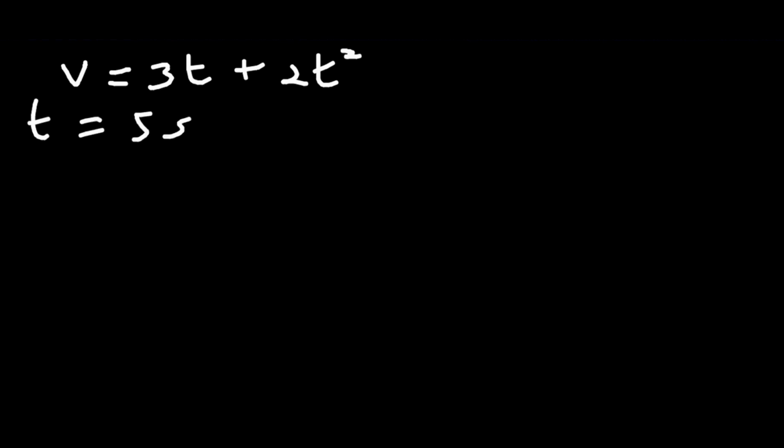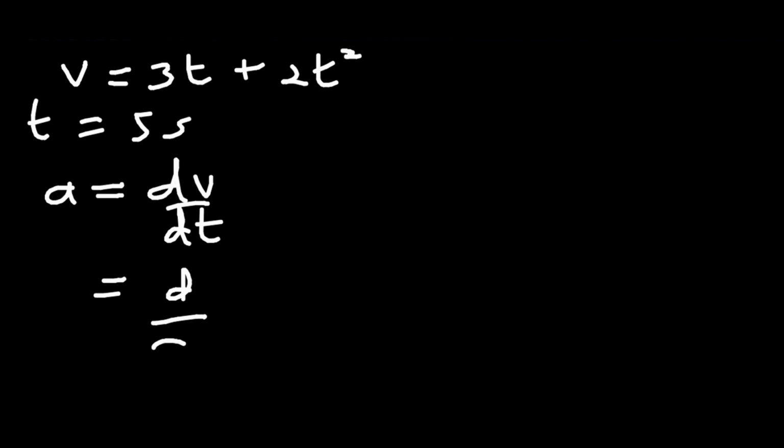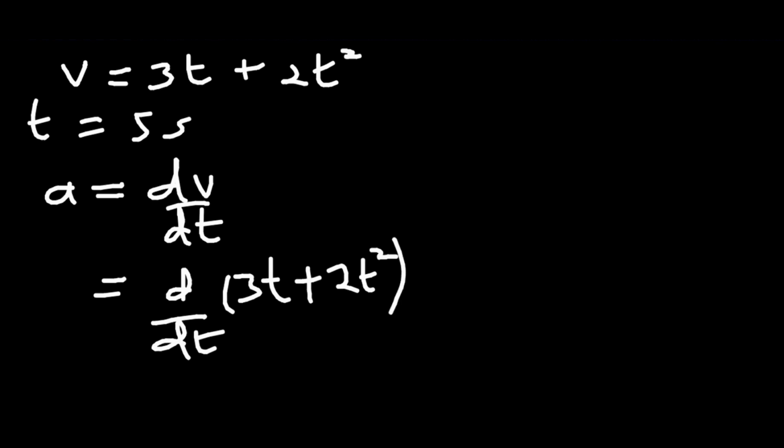In this particular question, you have been given the expression for the instantaneous velocity as v equals 3t plus 2t squared, and we are told to obtain the instantaneous acceleration after 5 seconds, that is t equals 5 seconds. So we obtain the expression for the instantaneous acceleration, that is dv/dt, by differentiating v with respect to t, that is d/dt of 3t plus 2t squared. And of course, we shall have 3 plus 4t.